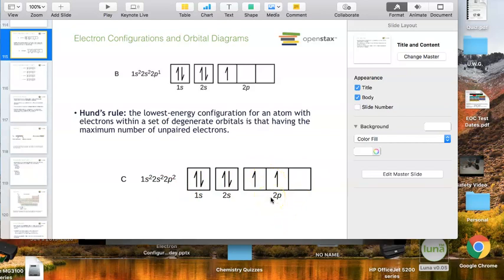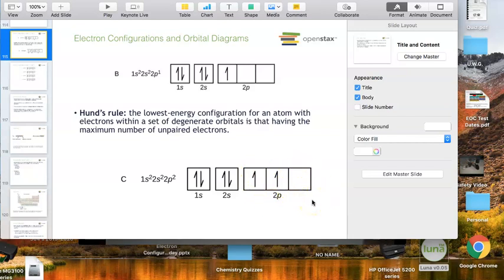So with Hund's rule, it says that you have to fill the orbitals halfway. So it says the lowest energy configuration for an atom with electrons within a set of degenerate orbitals, that means the orbitals have the same energy values, which all these 2p orbitals do, is having the maximum number of unpaired electrons. So what that means is, instead of putting arrow up, arrow down, we want to put arrow up each time. We want to fill up that orbital halfway.